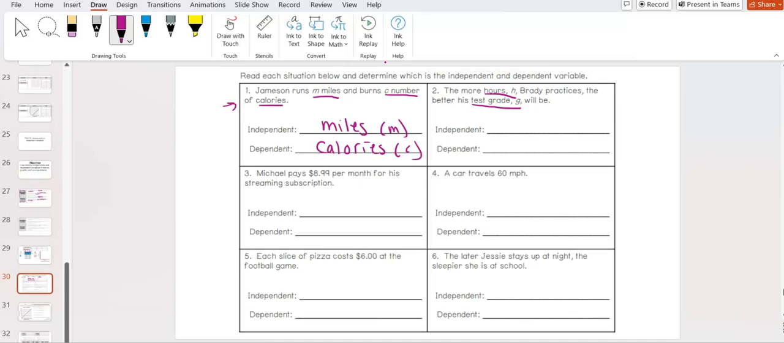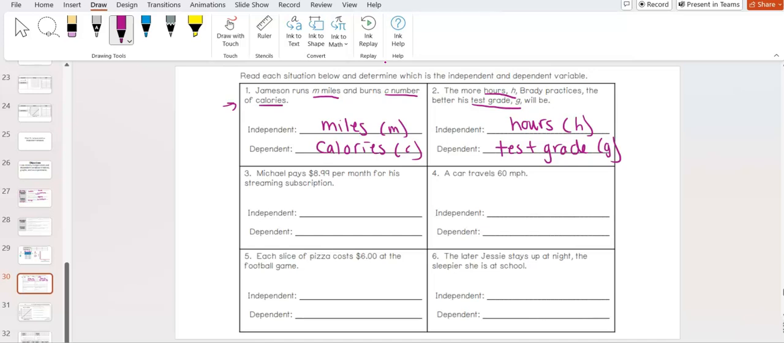In this specific situation, because this is a test grade that we don't know yet, his test grade will depend on how many hours he practices. It's how many hours he studies. So the more he studies, the better his test grade should be.